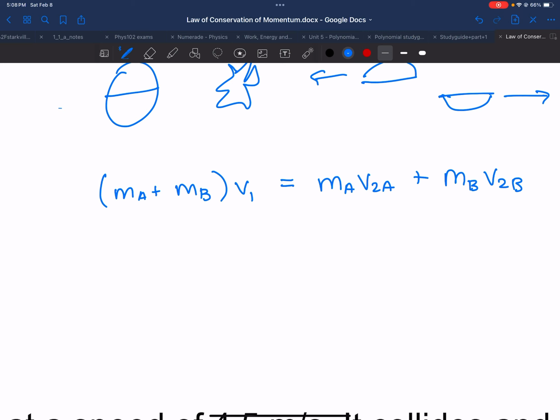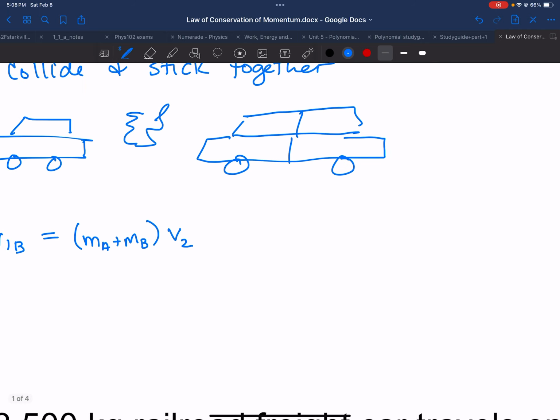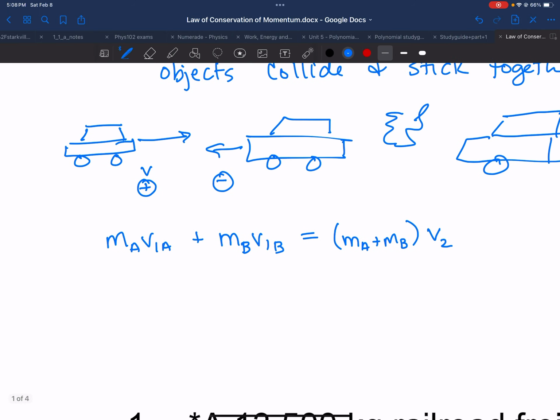Any two objects that are coming together, like a bullet and a block, two cars colliding, two football players colliding, all those kinds of examples would use this equation here, where you have them coming together.